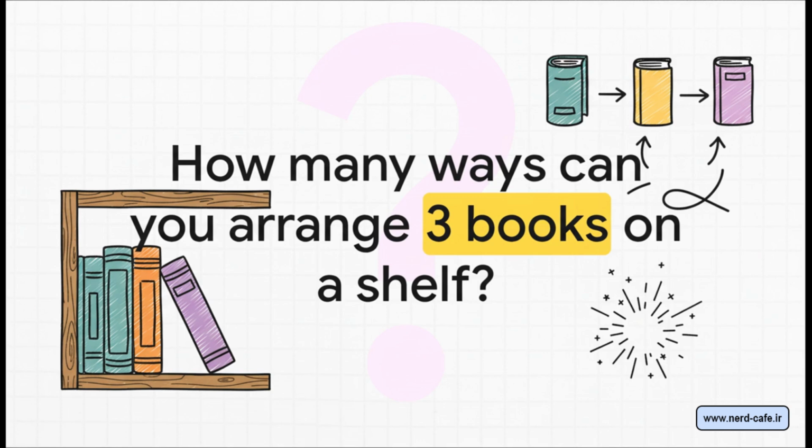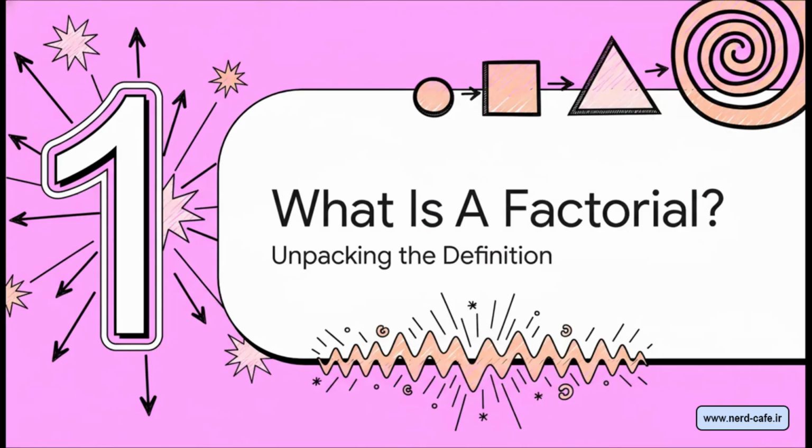Let's say you've got 3 books. How many different, unique ways can you line them up on a shelf? It sounds simple, but the answer to this question gets us right to the heart of this whole thing. Okay, so to solve that book puzzle, and a whole lot more, we're going to need the right tool, and that tool, my friends, is the factorial.